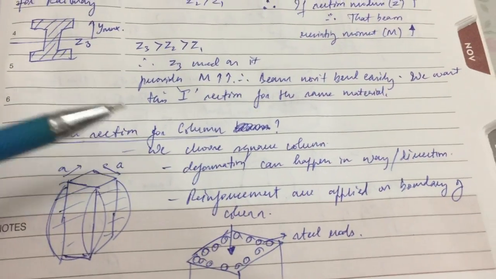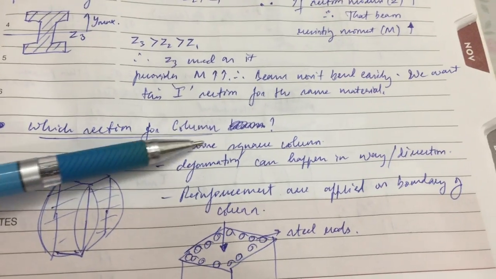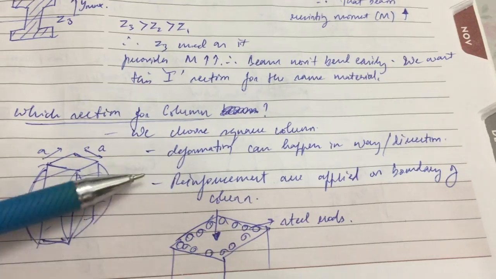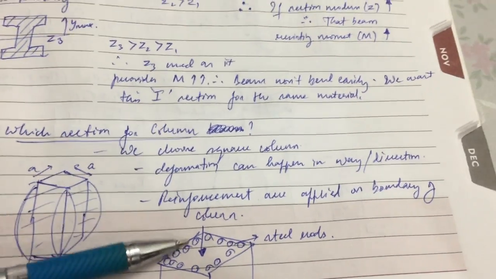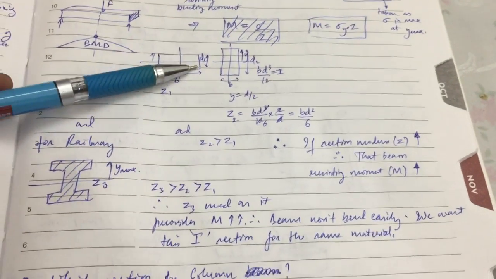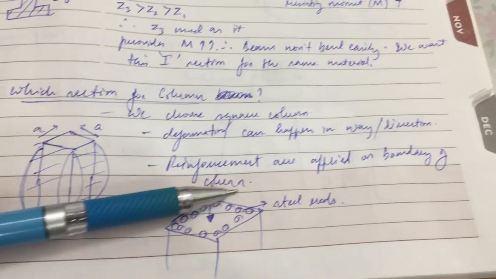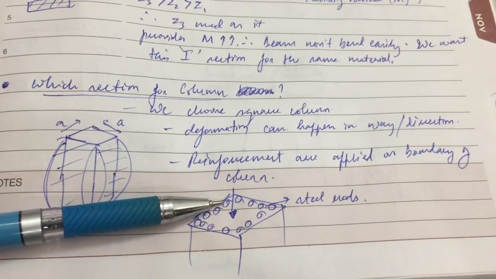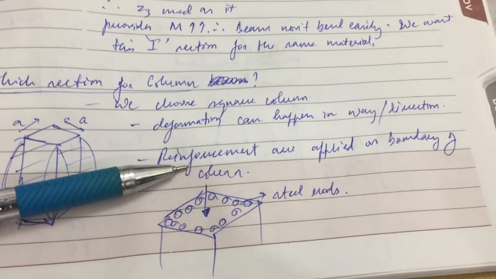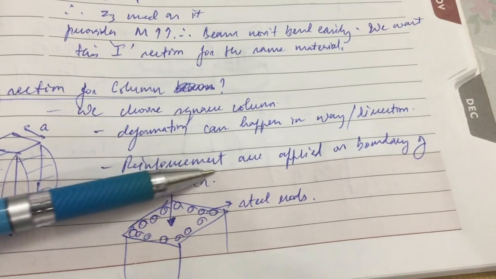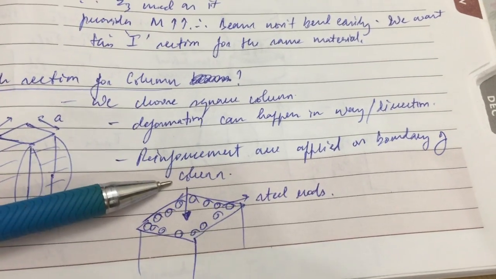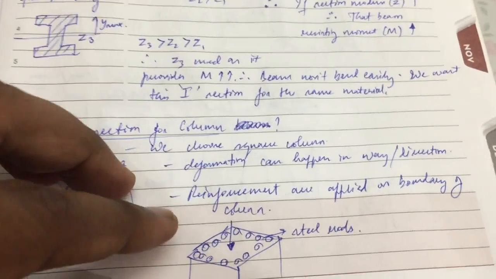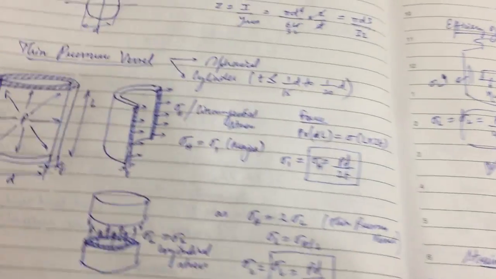So which section for column do we use? We choose a square column because the deformation can happen in any way. If we have a rectangular shape, then the deformation can happen on the lower side. If you have a square, it may happen in all directions, and that means it is much better for compressive stress, and the reinforcements are basically applied in the boundaries of the column. Okay, so everywhere on the boundary they are applied. So this is good for the direct compressive stress.